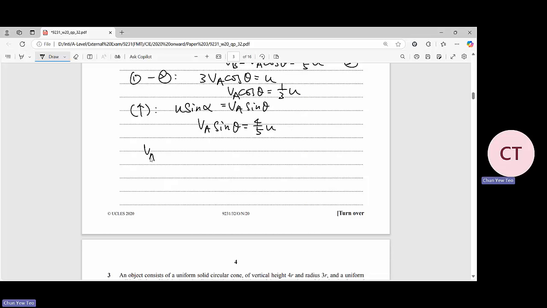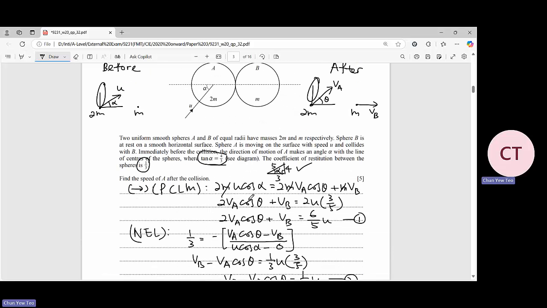So therefore your VA square is equal to VA sine theta square plus VA cos theta square. It will be the same as 4/5 u square plus 1/3 u square. Just press the calculator, simplify them, then you can get your VA as root 13/5/15 u. Okay, so if you simplify it, this will be the answer for question number 2.